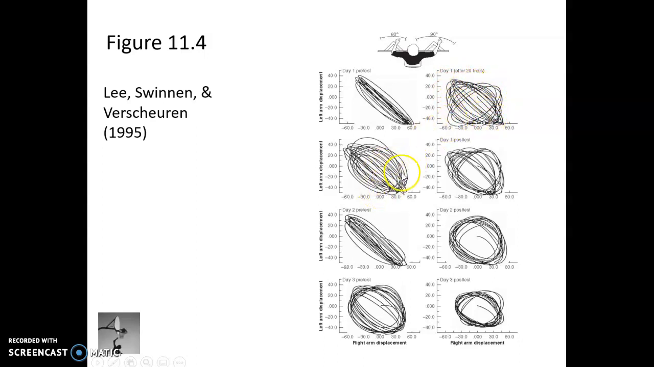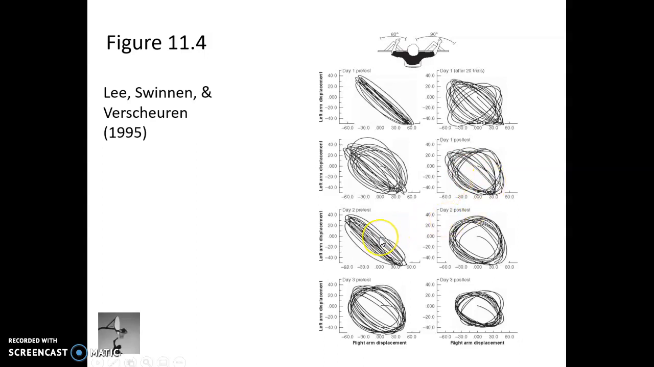We come back, and this is the right. You look down. Here's left arm across the Y and left arm across the X axis. So again, post-test, you see again there has definitely been improvement from day one pre-test to day one post-test, and I'm becoming more consistent.